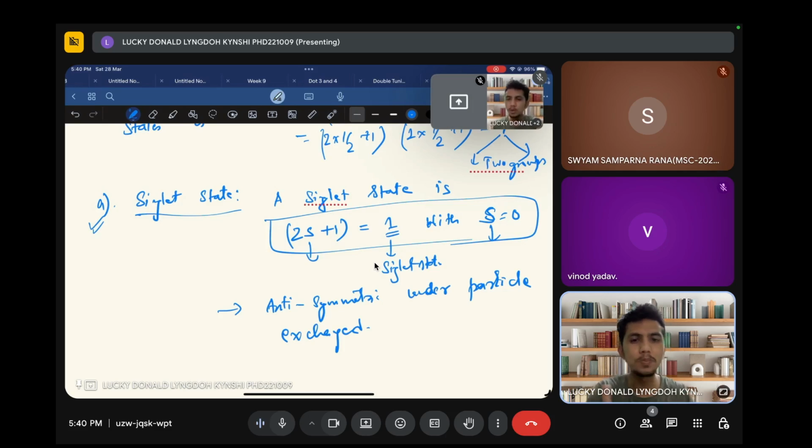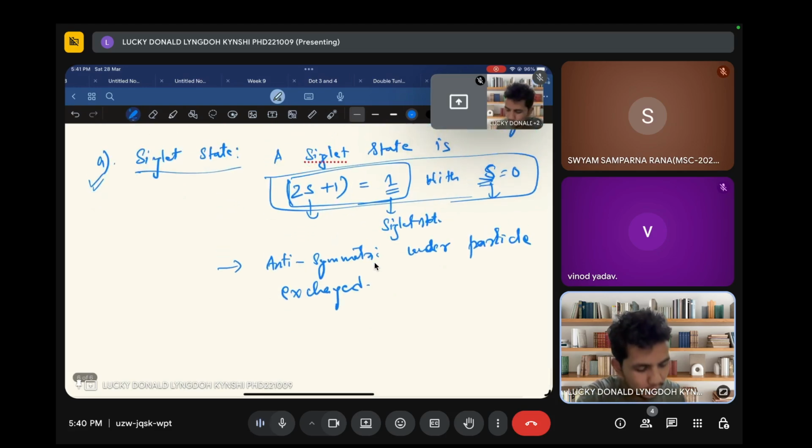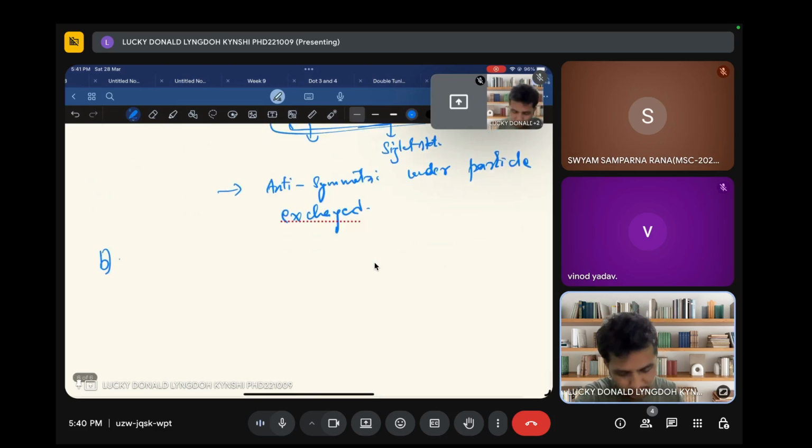Singlet state means both the spins are opposite, such that the total S equal to 0, and if you calculate 2S plus 1, you have equal to 1 state. Okay, so 2S plus 1 is equal to 1 with the total spin capital S equal to 0. That means you have one state here, which is called a singlet state. Two is called a triplet state.